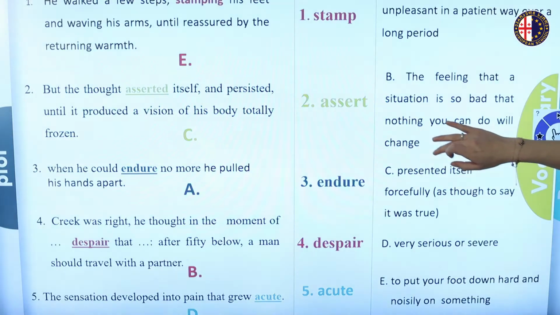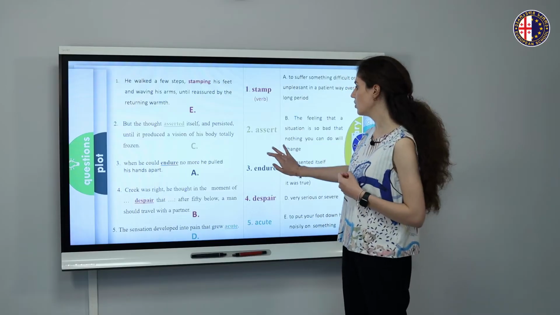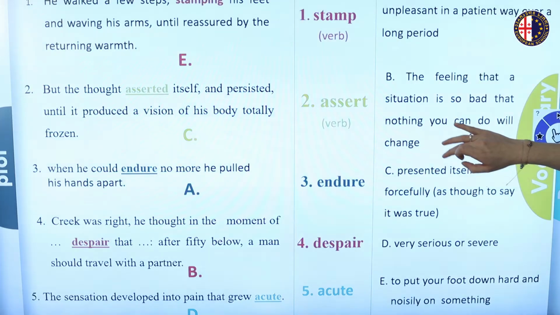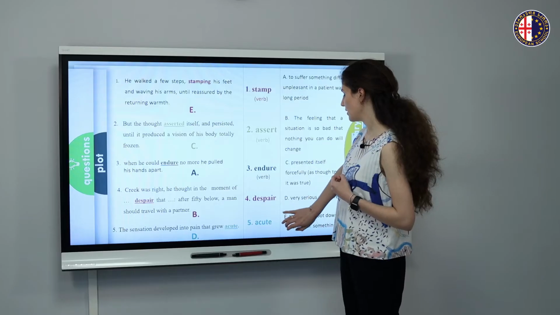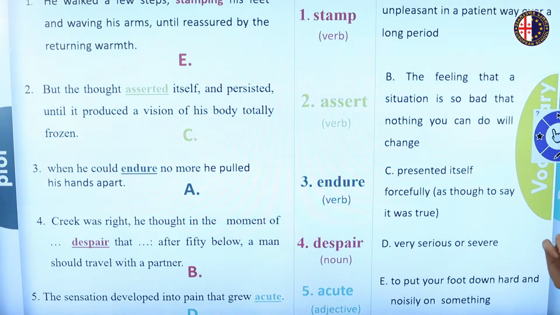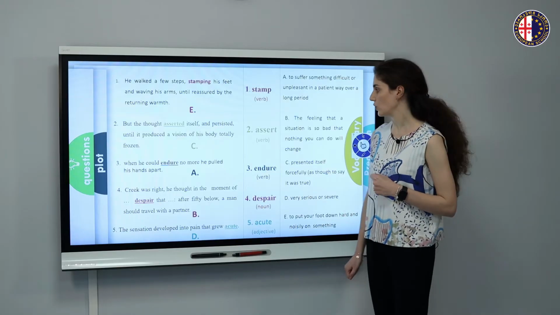In order to learn vocabulary properly, we also should take into consideration the part of speech they belong to. Stamp, as we know, is a verb. Assert is a verb as well. Endure is a verb. Despair is a noun. And acute is an adjective. Now, let's look at the pronunciation of these words.